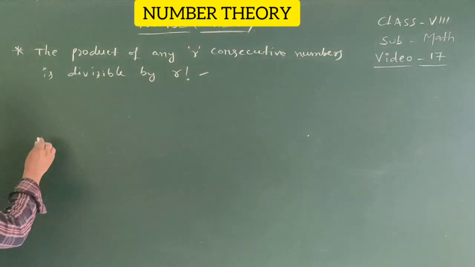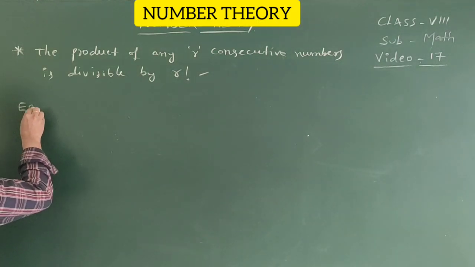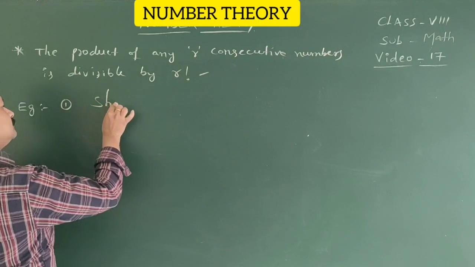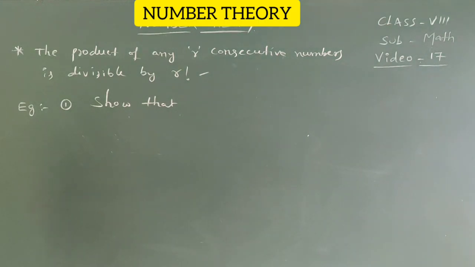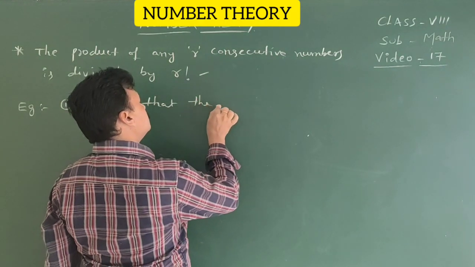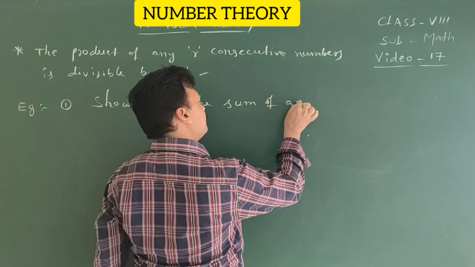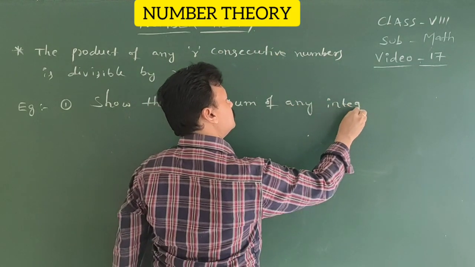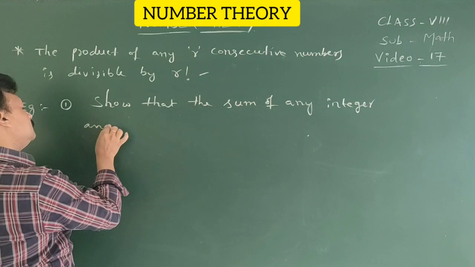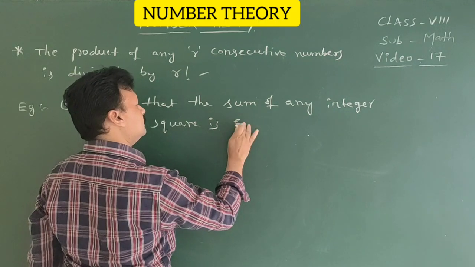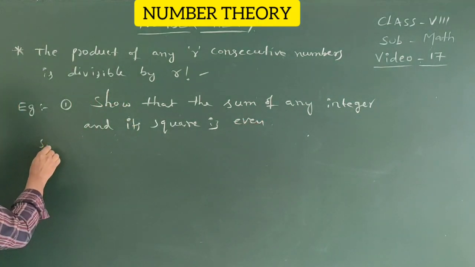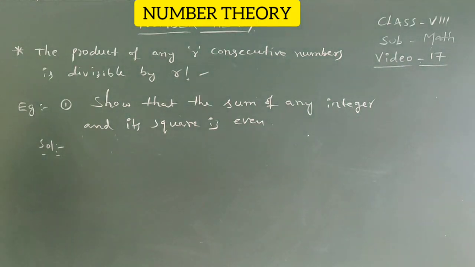Okay. Next, some examples. First one, show that the sum of any integer and its square is even. Sum of any integer and its square is even.